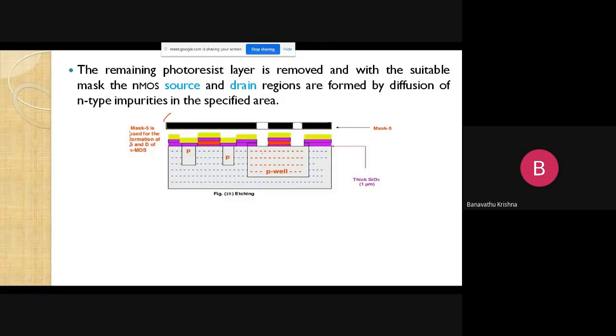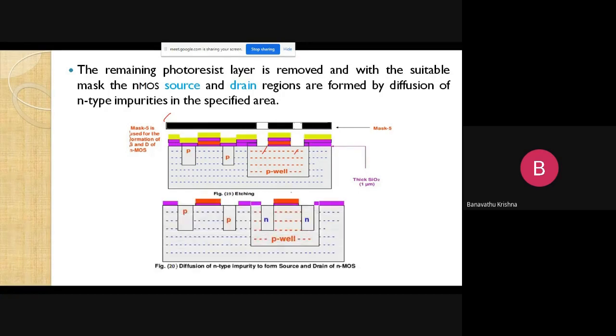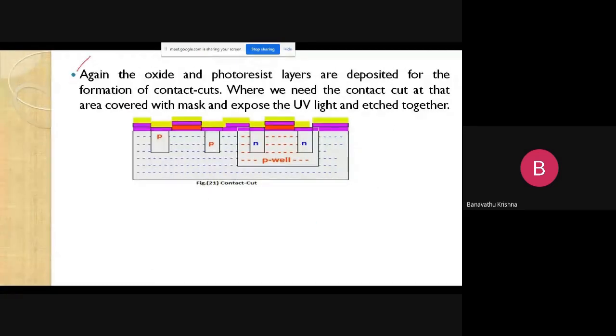Okay, so in this area, we need to diffuse or implant the diffusion impurities into this P-well substrate. Then the N-channel transistor is going to be formed like this. So this is the N plus diffusion impurities diffused into the P substrate. Then the P channel is going to be ready for formation. Right? Next case. Again, the thick oxide and photoresist layers are deposited for the formation of contact cuts.